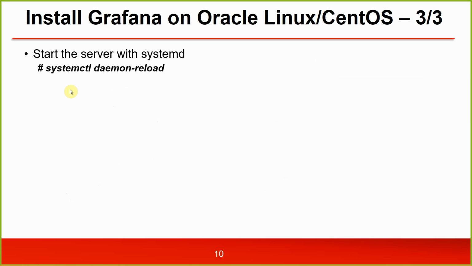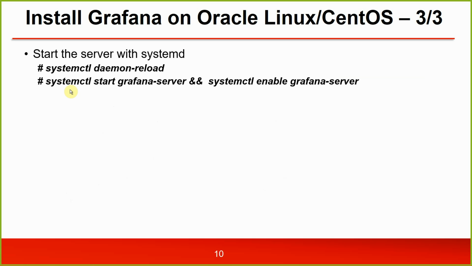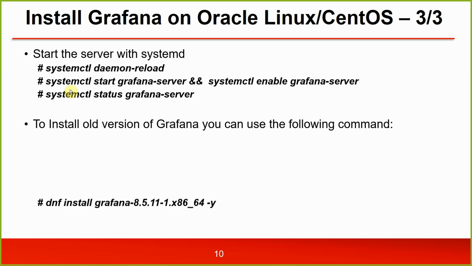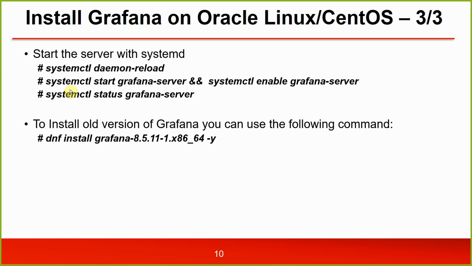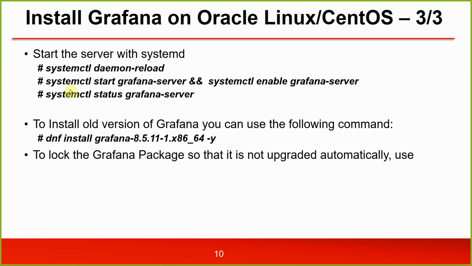Start the server with systemd, the same set of commands the way we used in Ubuntu. systemctl daemon-reload, start and enable, and check the status. However, we are using an old version, so to install an old version of Grafana, you can use a command like dnf install grafana with the specific version.